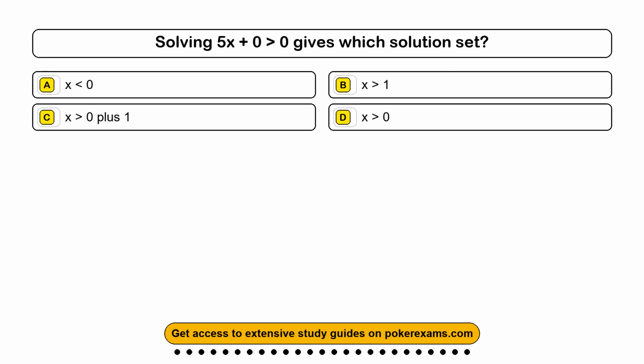Question 10. Solving 5x plus 0 gives which solution set? Option A, x0. Option B, x1. Option C, x0 plus 1. Option D, x0.